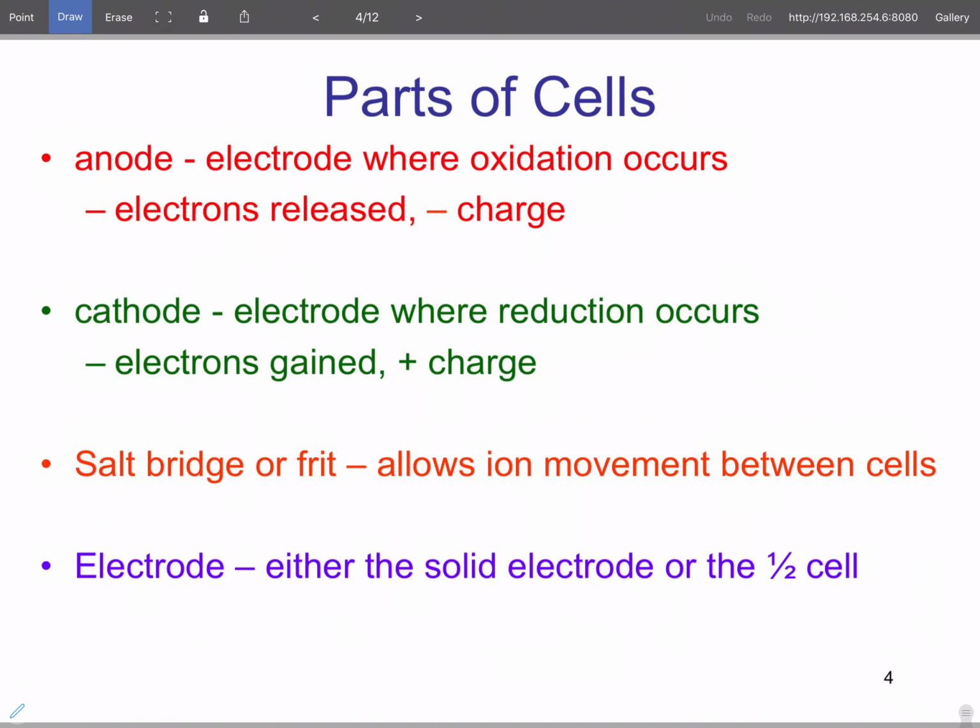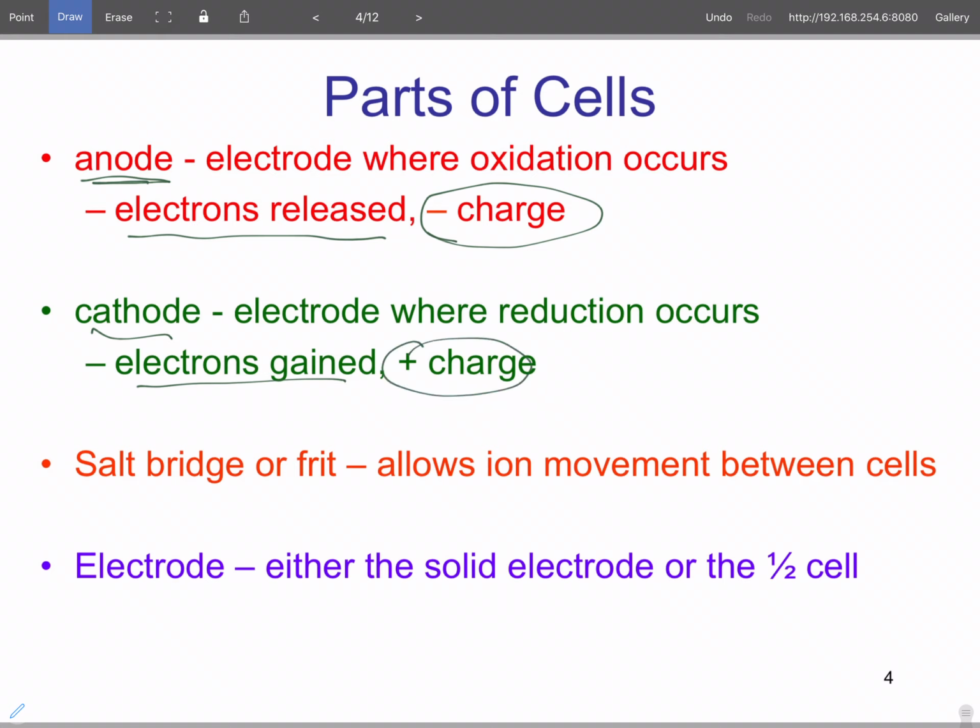Okay, first off, the anode is the electrode where oxidation occurs. And that means that electrons are released. If electrons are released, we end up with a positive charge. The cathode, on the other hand, is where the reduction occurs. The electrons are gained, so you have a negative charge.